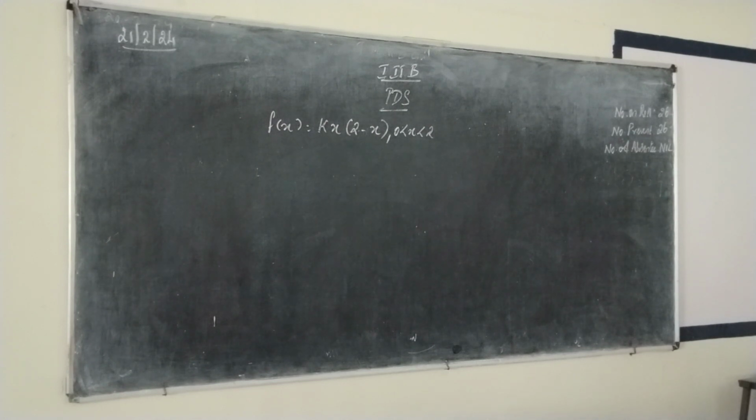First we will find k. When you see the f of x, there is an unknown constant k. So whether they mention it or not, what you have to do first is find the value of k. How do you find k? The integral of f of x dx should be equal to 1. The total probability value is 1.